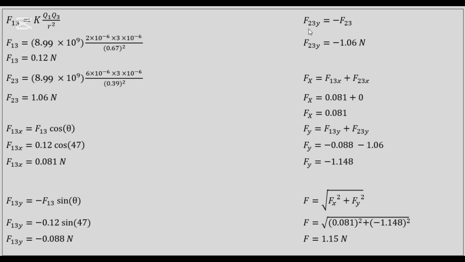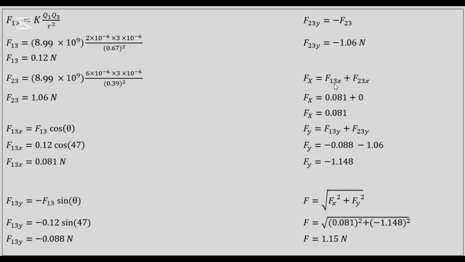Now we know our F23x is equal to 0. So we note that value. Now our F23y is equal to minus F23. So the calculation we did earlier on for F23, we just add the negative sign to get the F23y value. Now after that, we come to add up the x component and the y component.